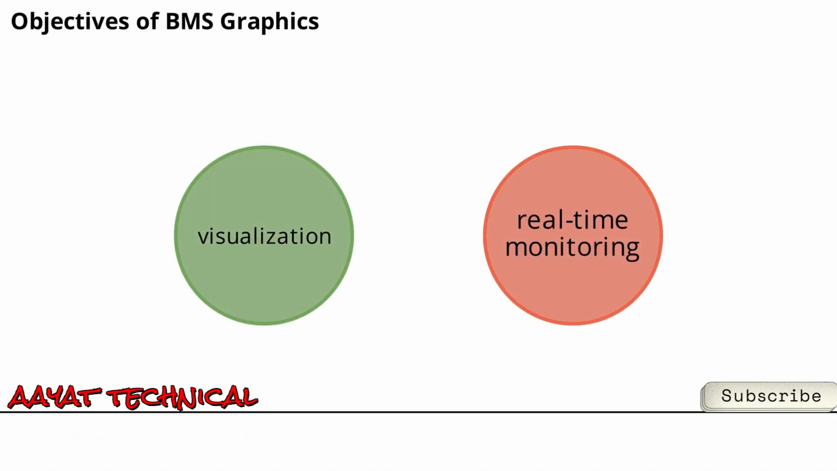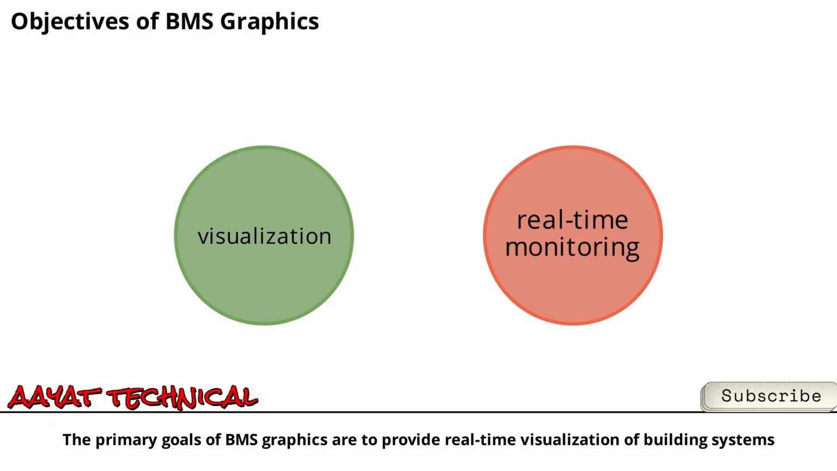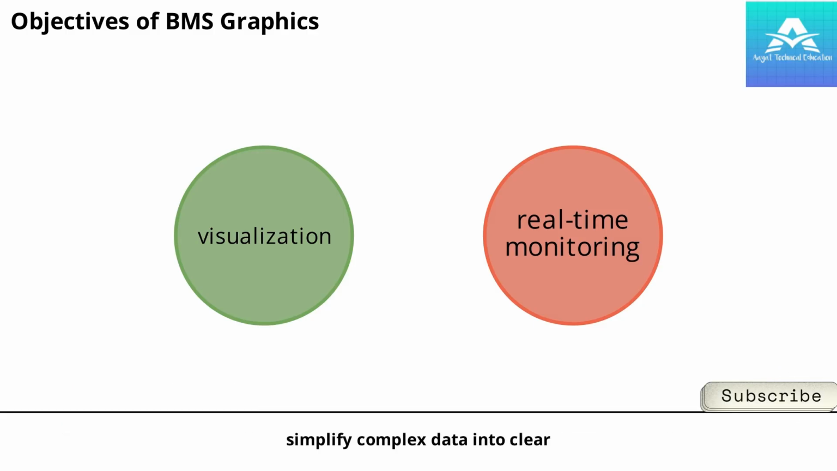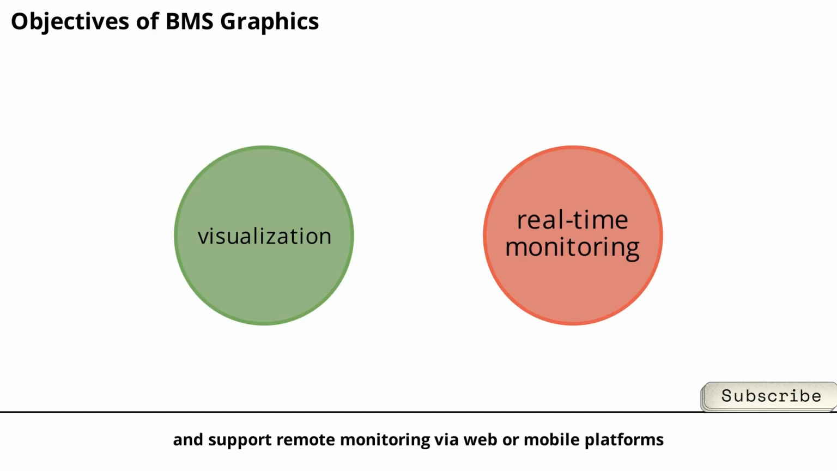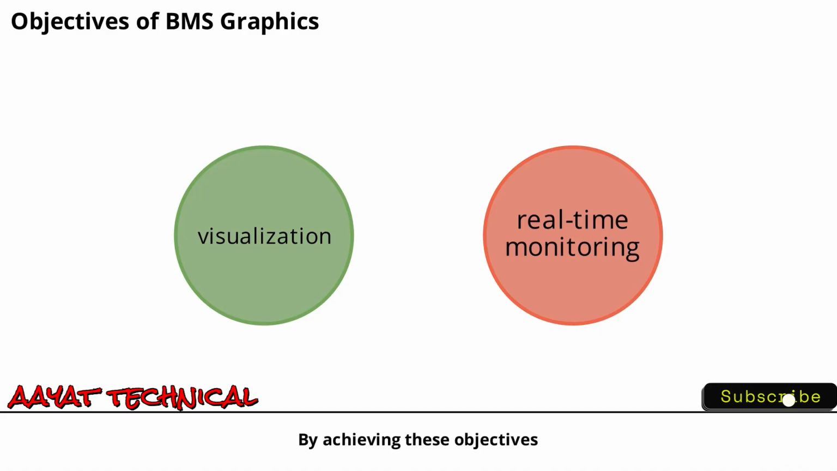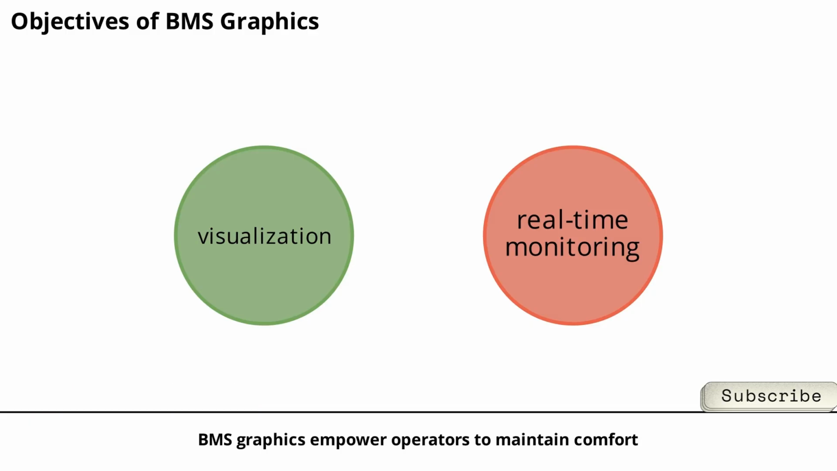The primary goals of BMS graphics are to provide real-time visualization of building systems, simplify complex data into clear, actionable insights, and highlight alarms, warnings, and system trends prominently. They should also facilitate quick navigation across different systems and zones and support remote monitoring via web or mobile platforms. By achieving these objectives, BMS graphics empower operators to maintain comfort, efficiency, and safety throughout the building.